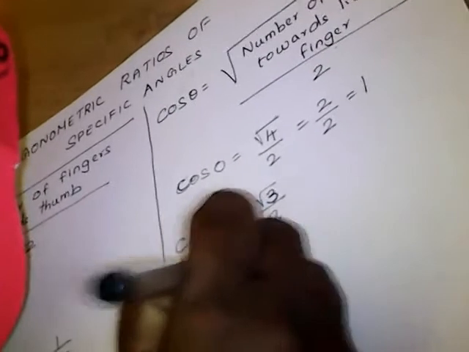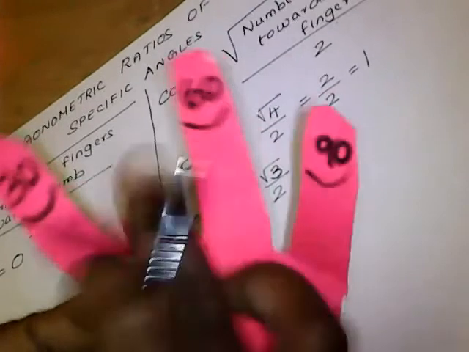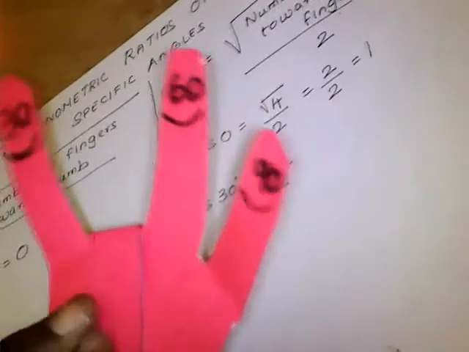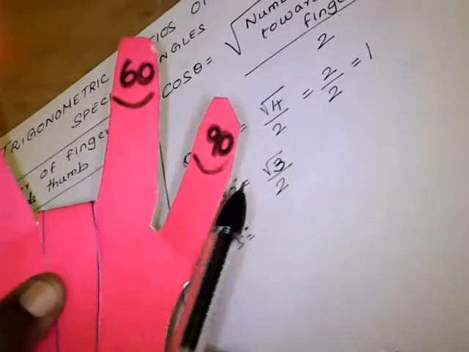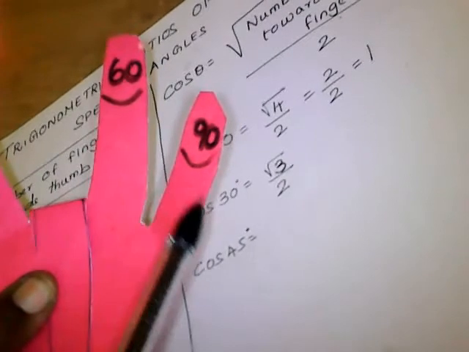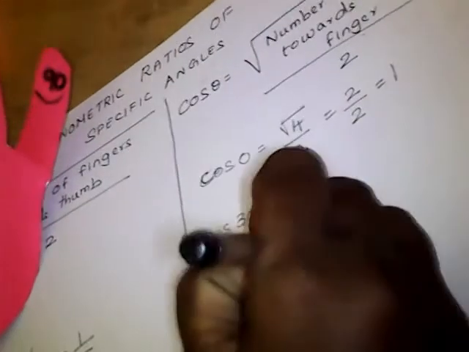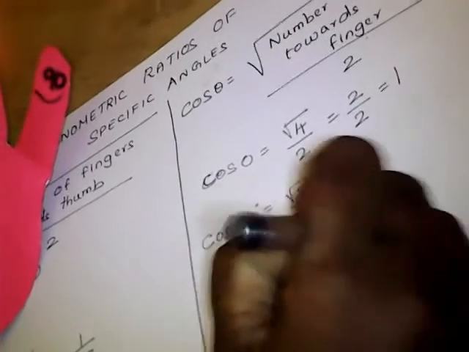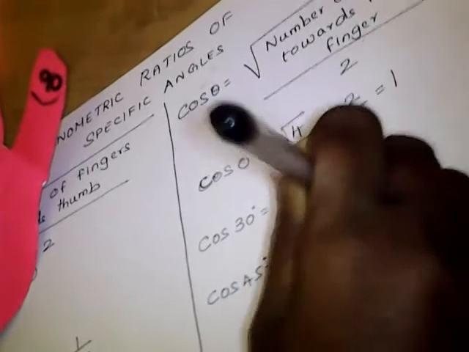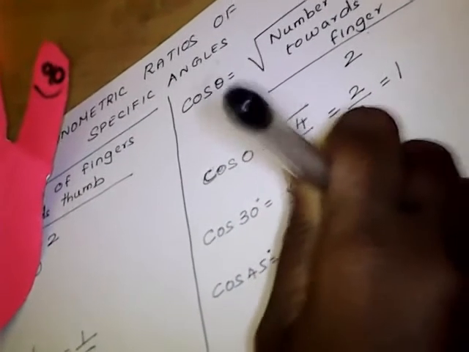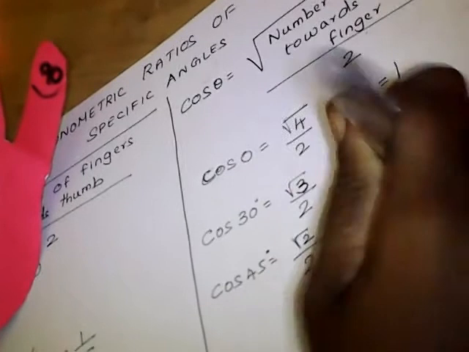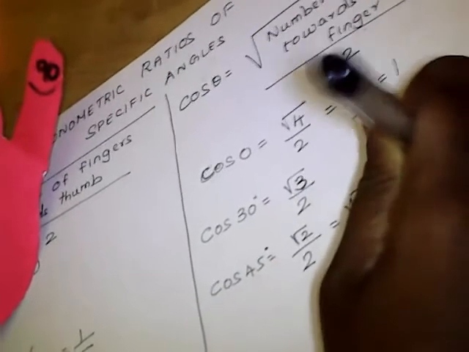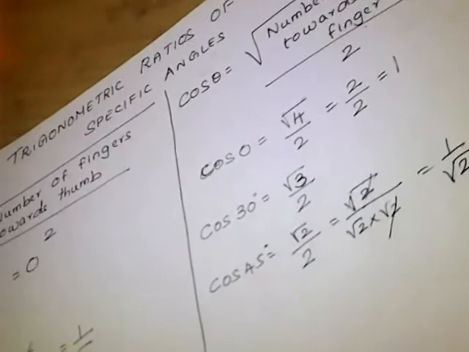Like that, we will calculate cos 45 degree. So you can see here 45 degree finger I am folding. Formula is root of number of fingers towards little finger by 2. So how many fingers are there? 2. So root 2 by 2, again following the same form, root 2 by root 2 into root 2, root 2 and root 2 get cancelled. So we are getting 1 by root 2.